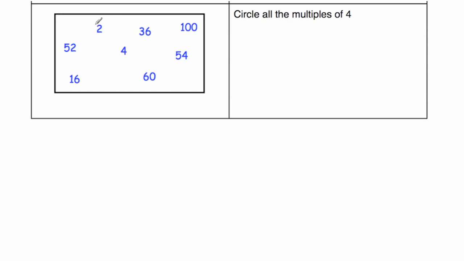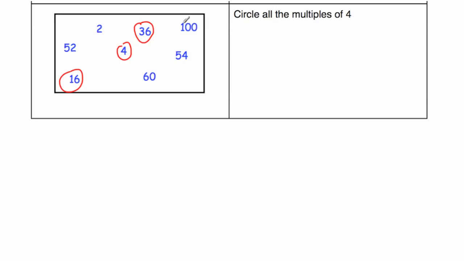So 2 is obviously not in the 4 times table, it's not a multiple of 4, so we're not going to circle that. 4 is a multiple of 4. 36, well, 9 times 4 is 36, so that is a multiple of 4. 16, well, 4, 8, 12, 16, that's a multiple of 4. And then we've got 4 numbers left here. Let's see which ones are multiples of 4.